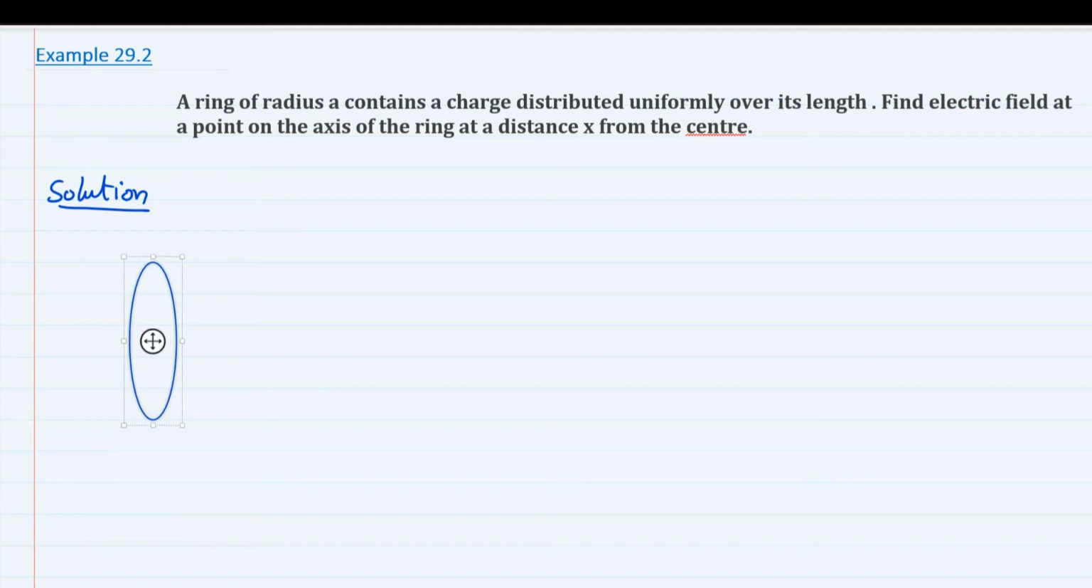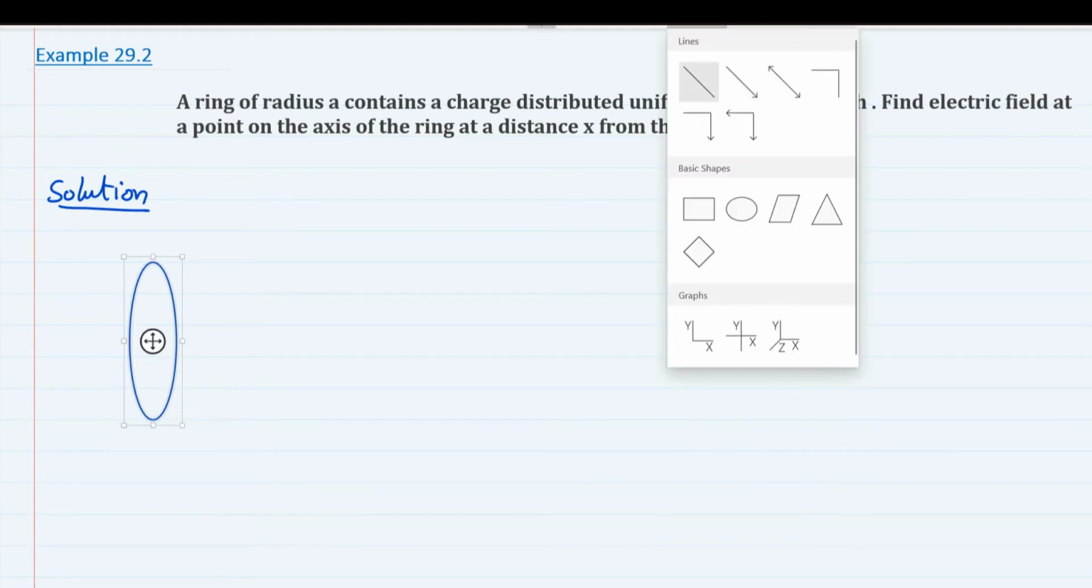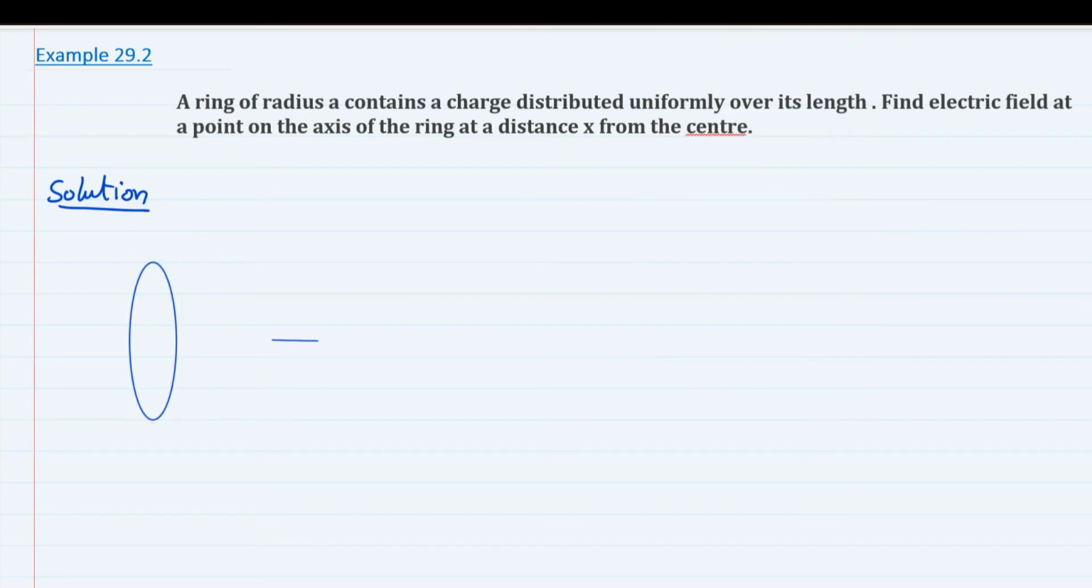A ring is, let's suppose, like this, and let's suppose this is the axis. This is the ring and the axis. Now we are supposed to find out what is the electric field at a distance x on the axis of the ring, and the radius of the ring is given to be a. So this is a.